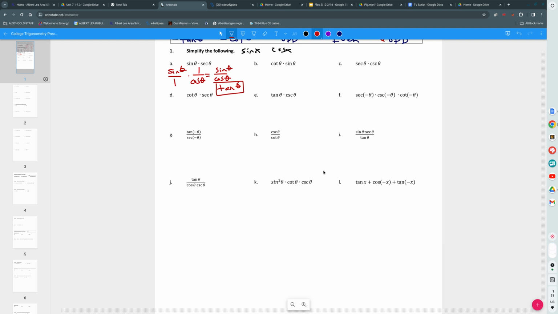Notice in the second example, cotangent times sine. What is cotangent in terms of sine and cosine? Cosine divided by sine. Cosine of theta divided by sine of theta. Sines cancel, leaving you with cosine of theta.